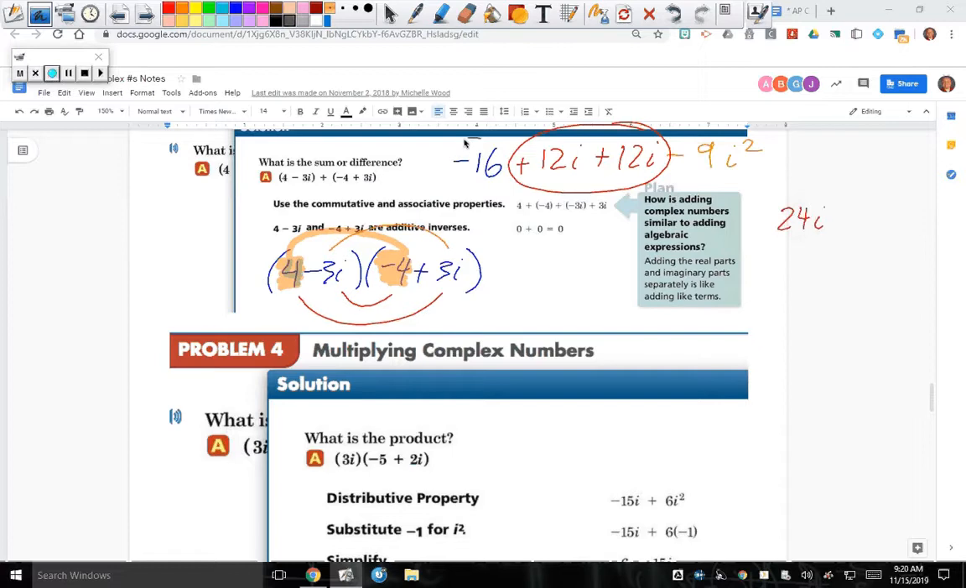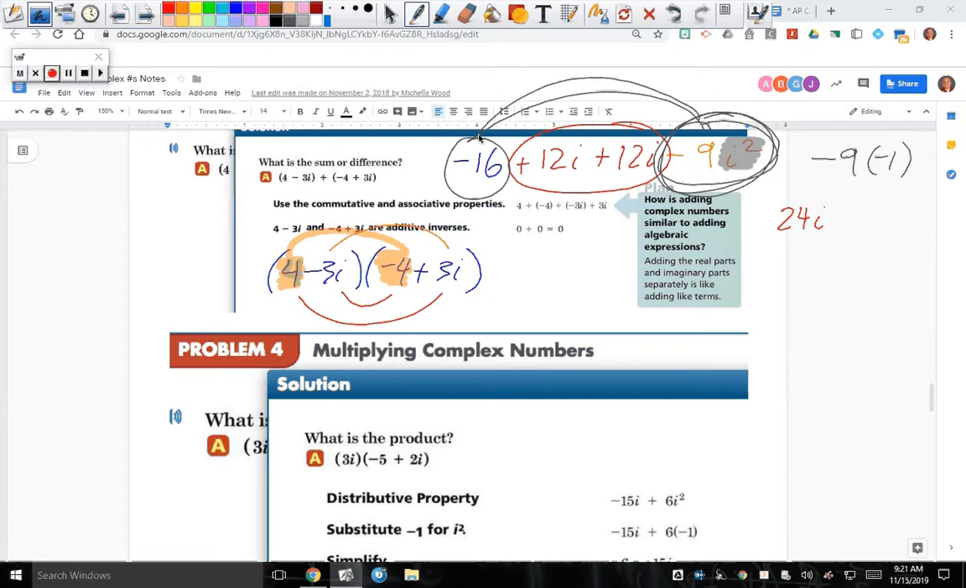Uh-oh. Are these like terms? They are. They are like terms. Because what is i squared? Negative 1. So it's negative 9 times i squared. This is actually what? Plus 9. So a negative 16 plus 9 is a negative what? Negative 7?